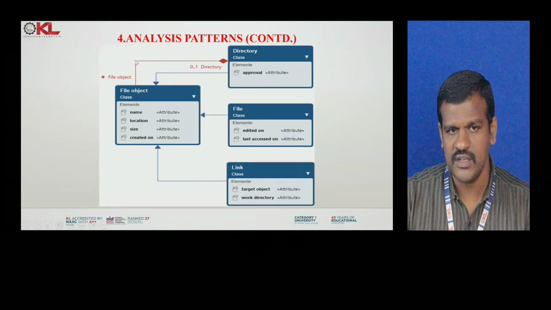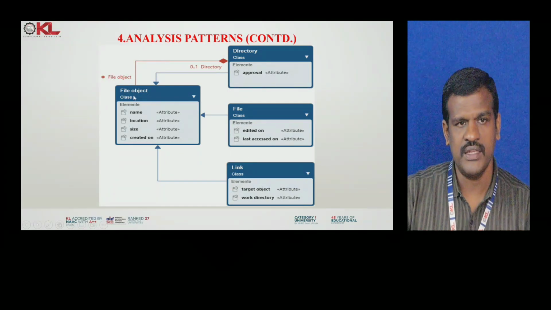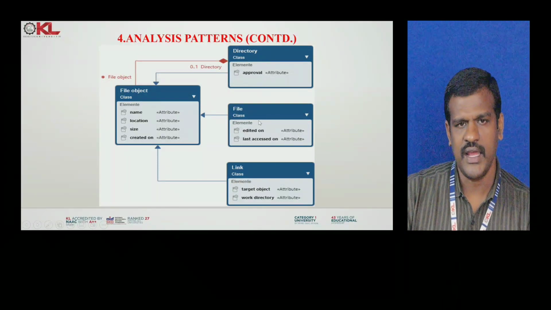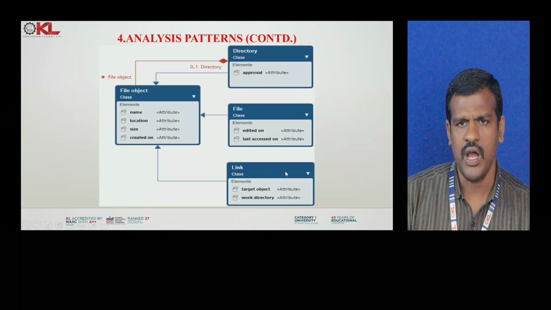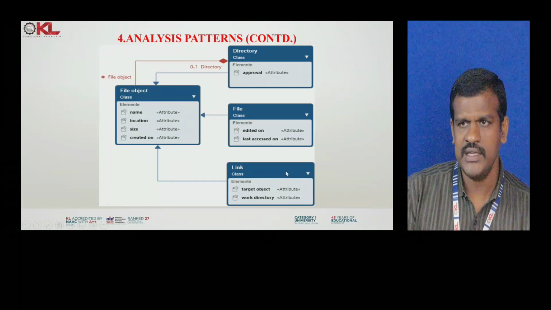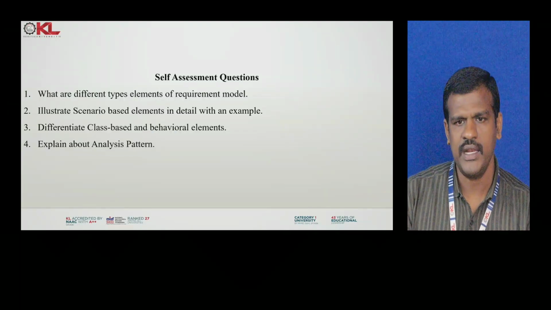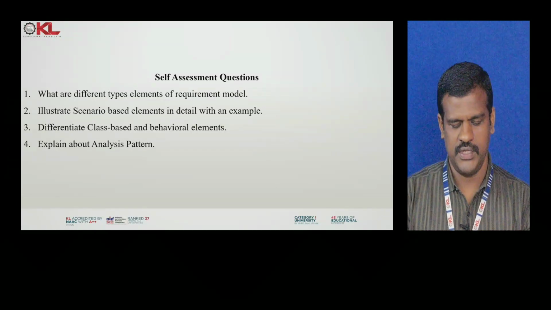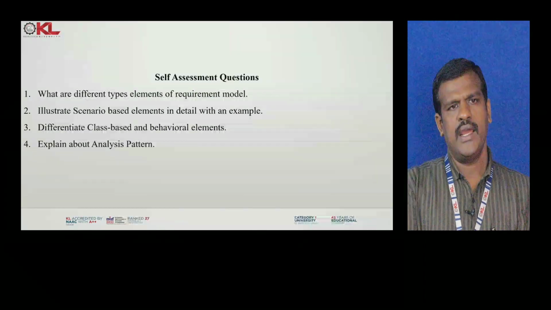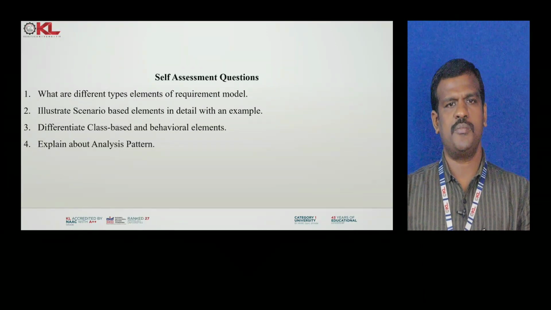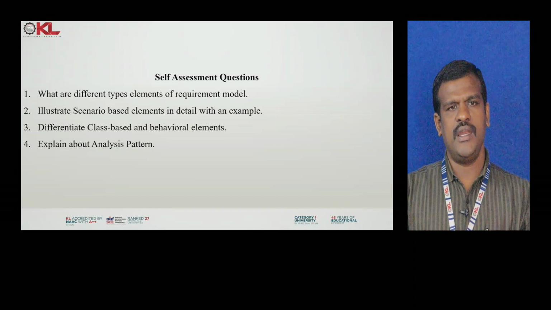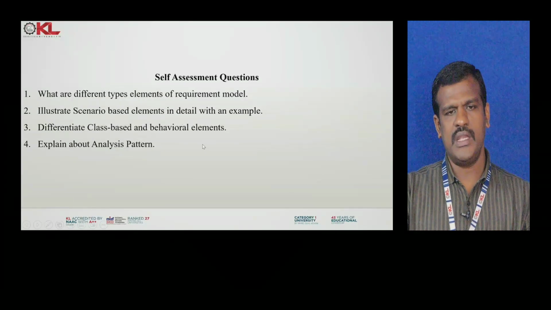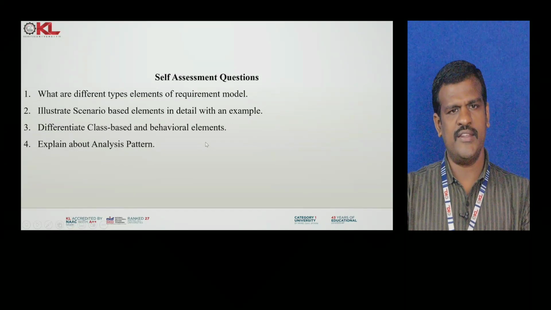Here all are different classes. Maybe this class name is file object, this class name is directory, this class name is another file, this class is link. So all the files are connected directly and indirectly with some other object or class. Here the self assessment questions are: what are the different types of elements of the requirement model, illustrate scenario based elements in detail with an example, differentiate class based and behavioral elements, and explain about analysis pattern.